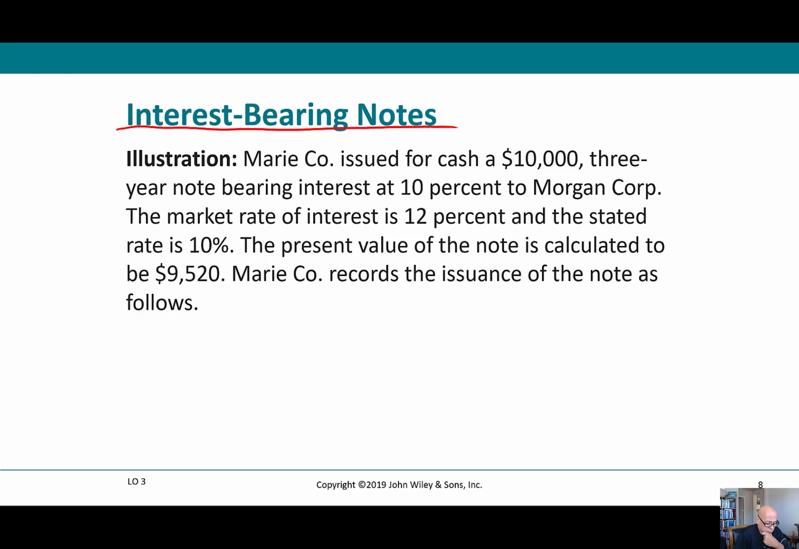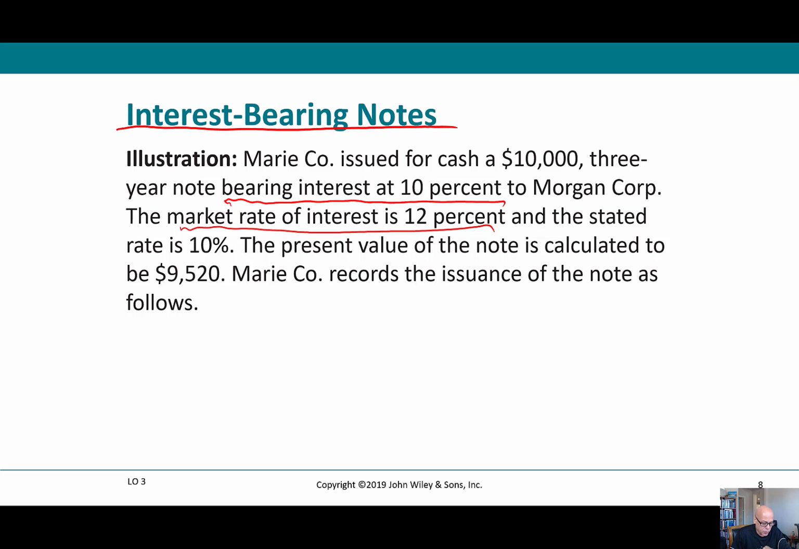Okay, so let's take a look. Marie Company issued for cash a $10,000 3-year note bearing interest at 10% to Morgan Corp. The market rate of interest is 12%. So we've got a stated rate that's called out on the note, but then we have a market rate that differs at 12%. That being the case, the lender is not going to lend me the full 10,000. They're going to lend me less than the 10,000, calculating the present value based on the market rate of interest, and I'm going to have to pay them the periodic interest payments. I'm not sure if it's annual interest payments on this, but it probably is.